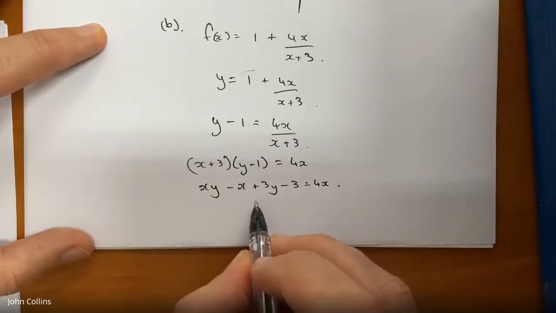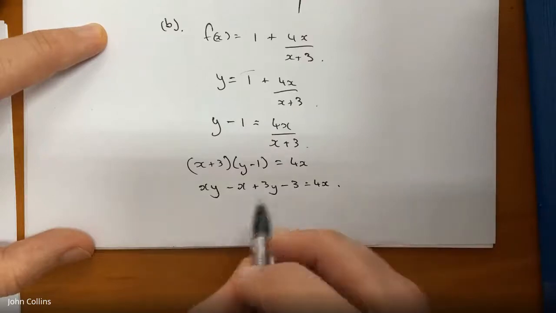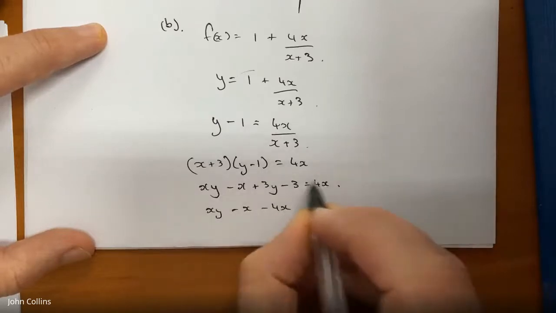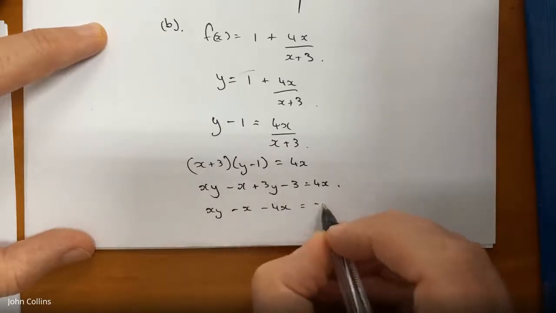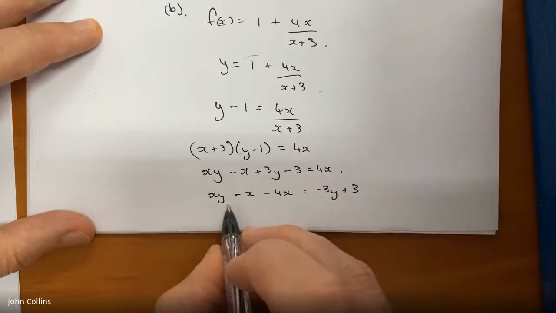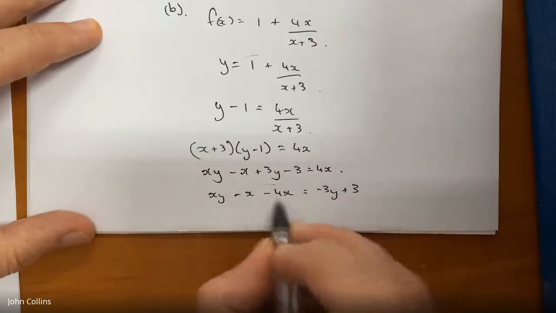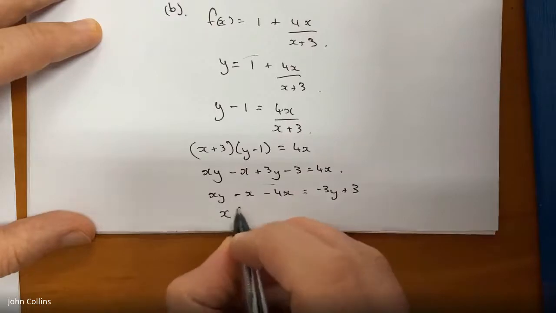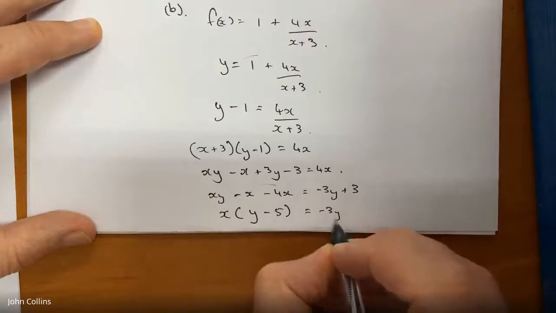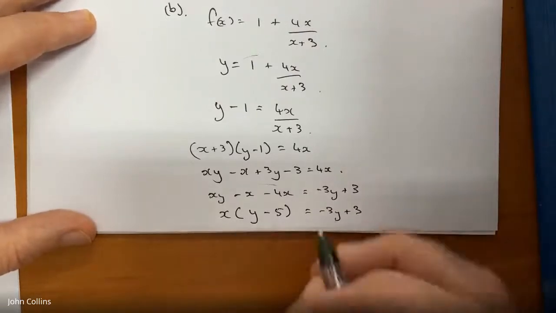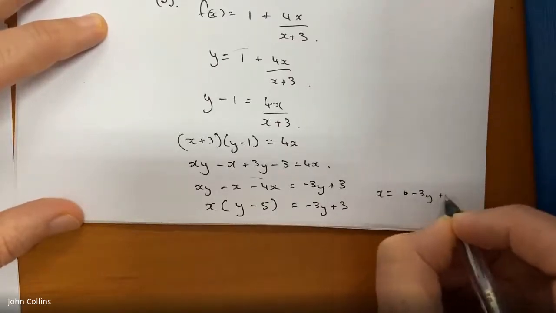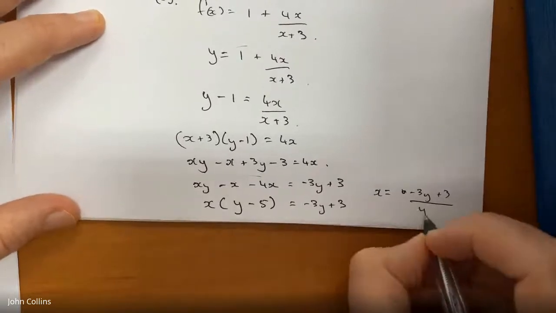Remember, I want to get x as the subject now. So that means group all the x's on one side, group the y's on the other side. So I get xy minus x minus 4x from over here. Subtract 3y, add 3 to that side. That's minus 5x, isn't it? So take x out of that, and I get y. That was minus 5x, so it's just minus 5 now. Minus 3y plus 3. Divide both sides by y minus 5. So x equals y, this minus 3y plus 3, divided then by our y minus 5.